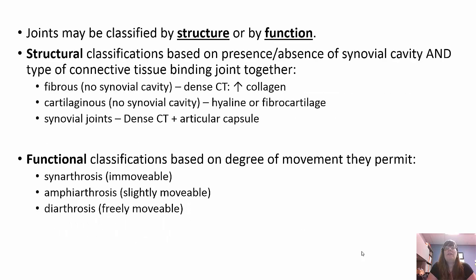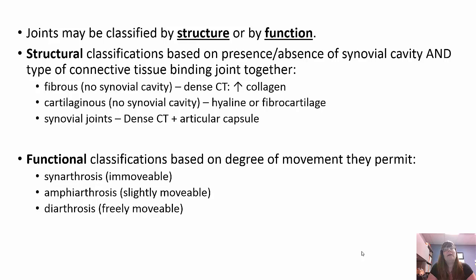So they can be classified by structure or function. Structurally speaking, it's based on the presence or absence of a synovial cavity and what type of connective tissue binds them together. So we have three types structurally speaking: fibrous, cartilaginous, and synovial. Fibrous does not have a synovial cavity, and neither does cartilaginous. The difference is fibrous is made up of dense connective tissue, and cartilaginous is made up of cartilage. So cartilaginous should have told you cartilage.